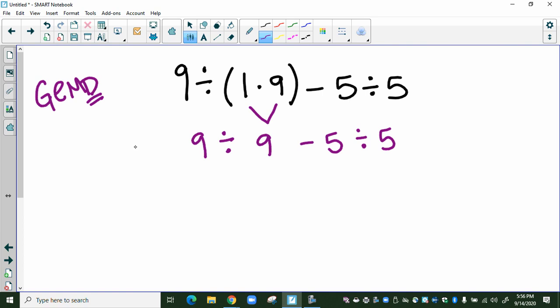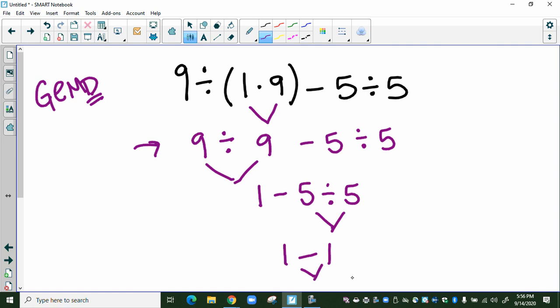Remember, we have to work from left to right. So this division is going to be first. 9 divided by 9 is 1. Now we're going to do the second division. We're going to jump to the back. Then we can do our final subtraction, and our answer would be 0. Okay.